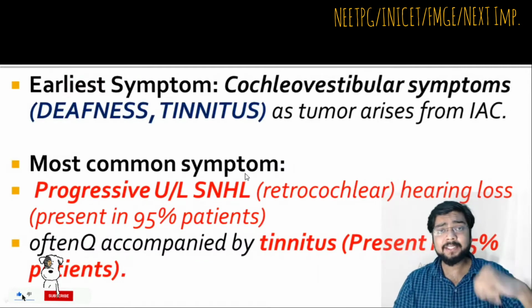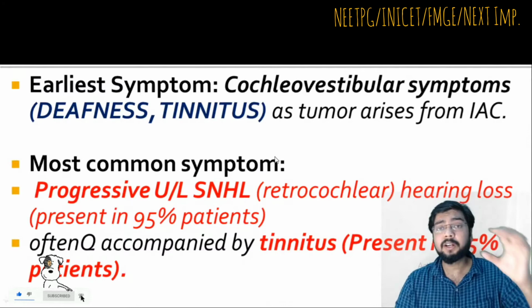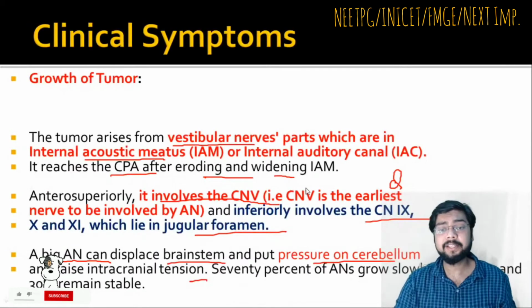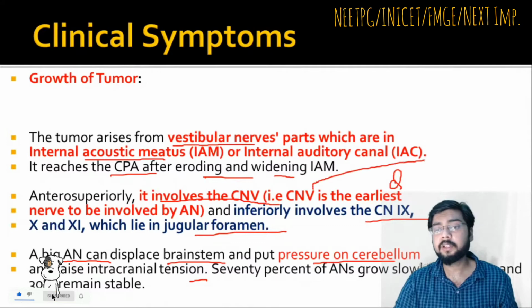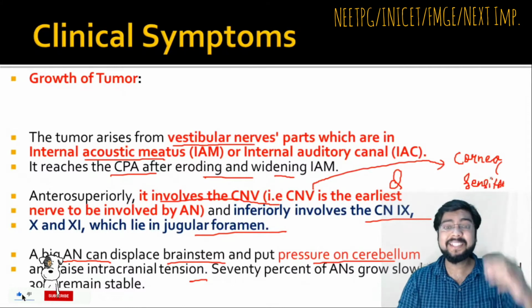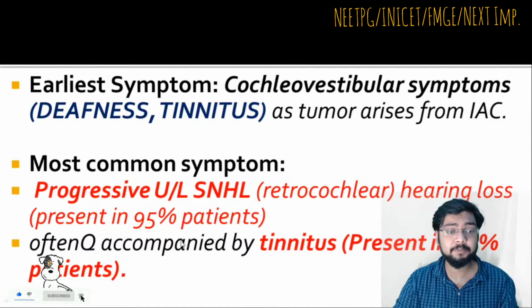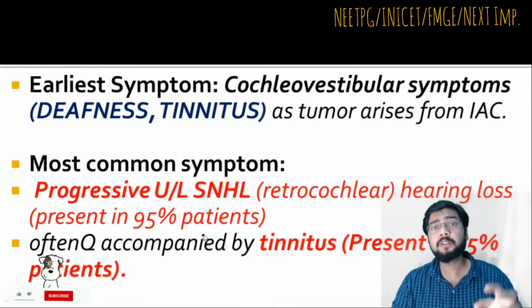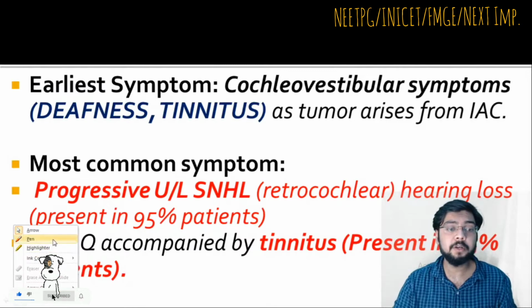Now, as we were discussing the earliest sign, we should know about the earliest symptom. The earliest sign that you would get with cranial nerve 5 involvement is decreased sensation of the cornea. So corneal sensitivity, corneal sensations will decrease due to this cranial nerve 5 involvement. And what should be the earliest symptom? As it arises from the vestibular nerve, cochleovestibular symptoms would be the most common or the earliest.